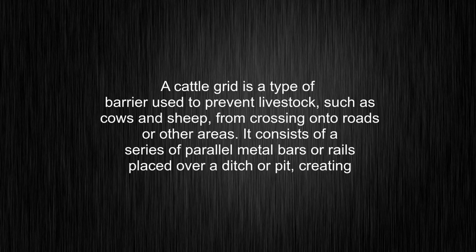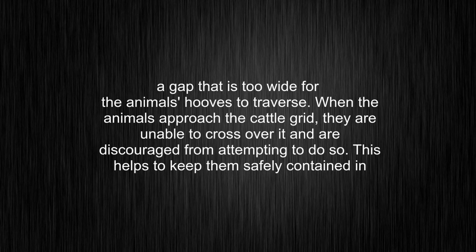A cattle grid is a type of barrier used to prevent livestock, such as cows and sheep, from crossing onto roads or other areas. It consists of a series of parallel metal bars or rails placed over a ditch or pit, creating a gap that is too wide for the animal's hooves to traverse. When the animals approach the cattle grid, they are unable to cross over it and are discouraged from attempting to do so. This helps to keep them safely contained in their designated areas and reduces the risk of accidents involving vehicles and livestock.